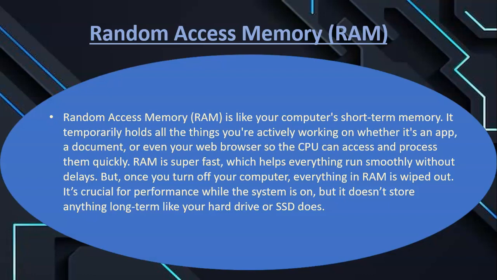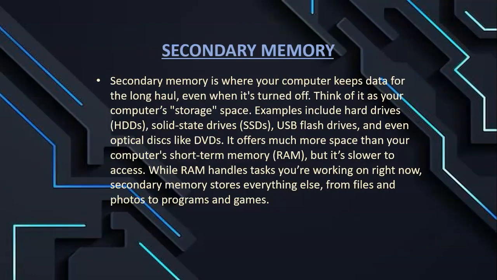Random access memory is like your computer's short-term memory. It temporarily holds data for the things you're actively working on, whether it's an app, a document, or even your web browser, so the CPU can access and process them quickly. RAM is super fast, which helps everything run smoothly without delays. But once you turn off your computer, everything in RAM is wiped out. It's crucial for performance while the system is on, but it doesn't store anything long term like your hard drive or SSD does.